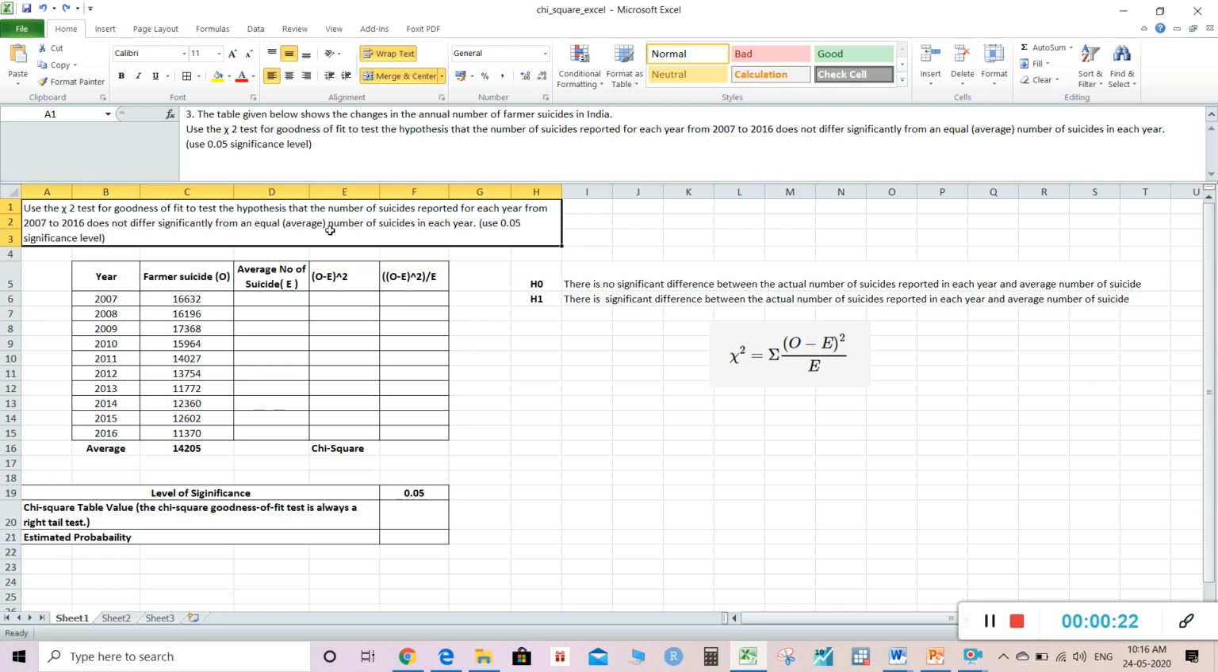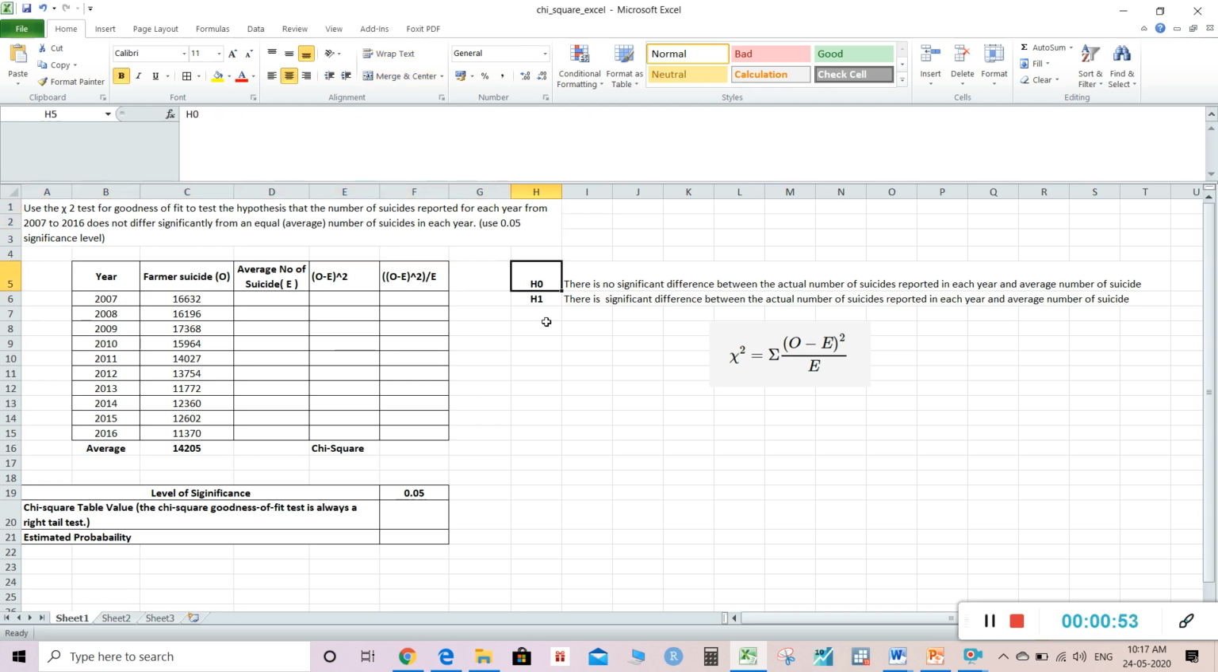The question is like this: use the chi-square test for goodness of fit to test the hypothesis that the number of suicides reported for each year from 2007 to 2016 does not differ significantly from an equal number of suicides in each year, and use 0.05 significance level to test it.